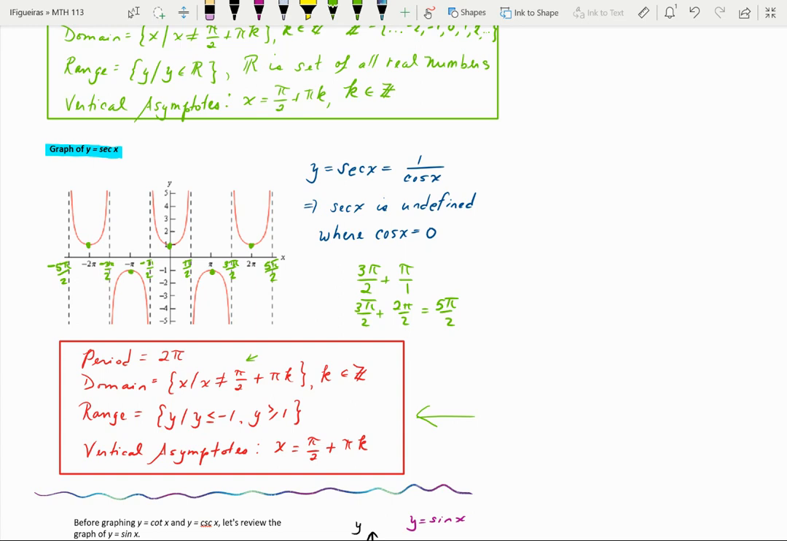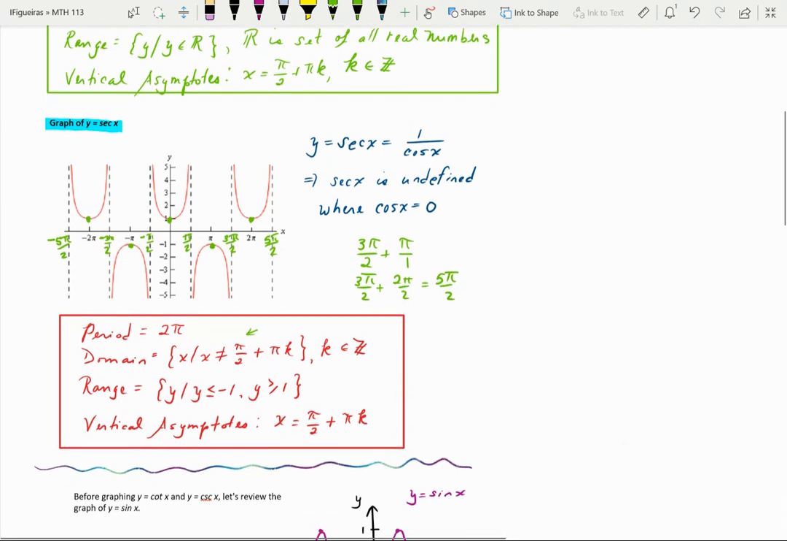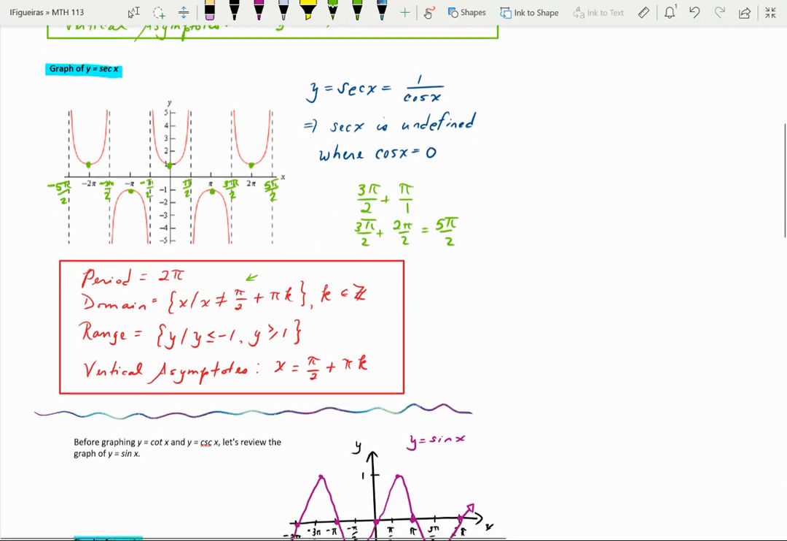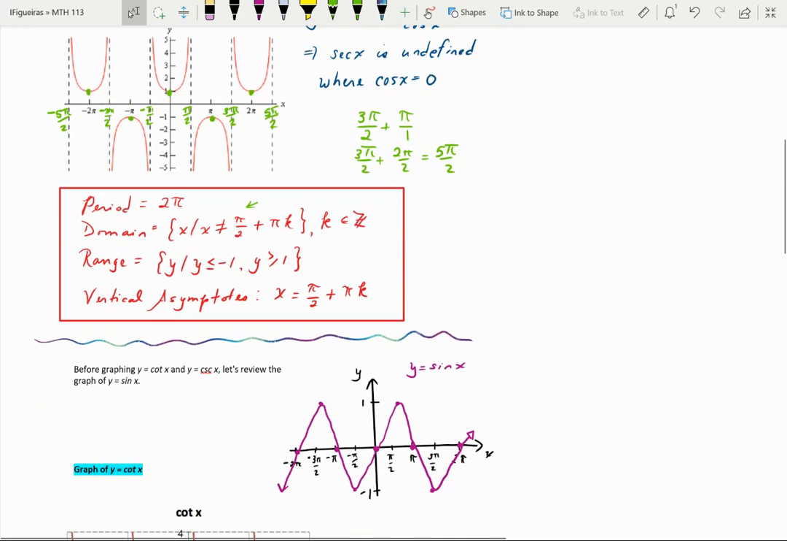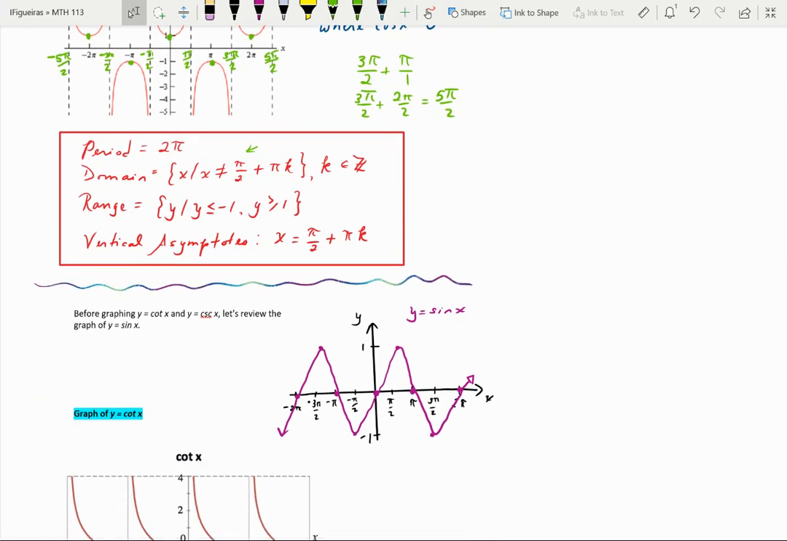Your vertical asymptotes are the same as the vertical asymptotes in your tangent function. The function is undefined at pi over 2 plus pi k. That's what those dotted vertical lines represent. So your vertical asymptotes are x is equal to pi over 2 plus pi k. All right, so just like we used cosine to graph tangent and secant, we're going to review the sine function right here in order to graph cotangent and cosecant.